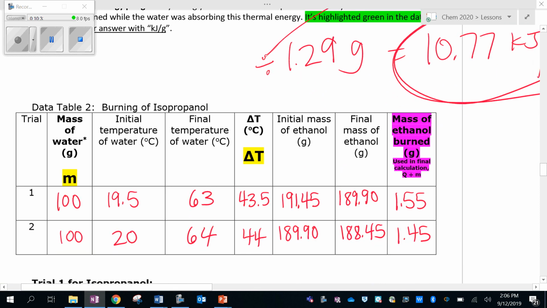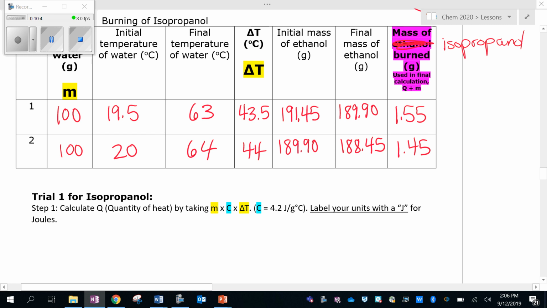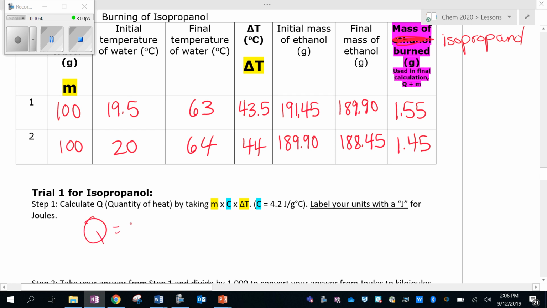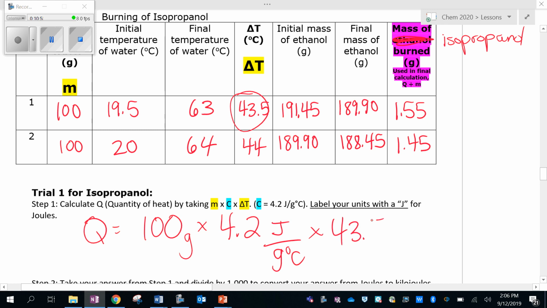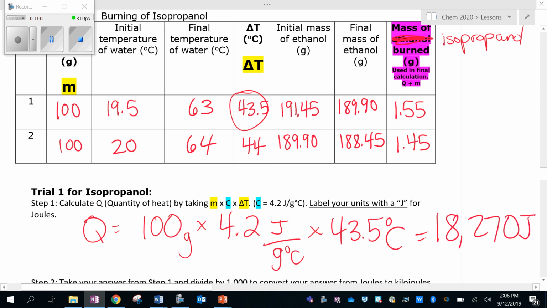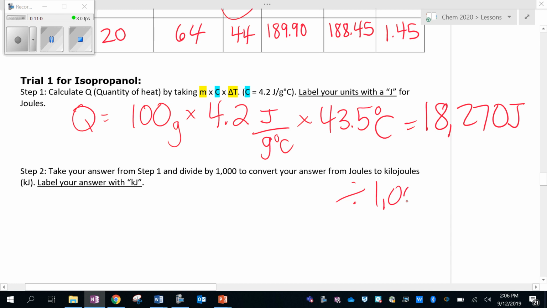Now let's do the same only for isopropanol. This should be isopropanol. Okay, so first thing we're going to do is write out the mass of the water, which is 100 again, times the specific heat, and times the change in temperature, 43.5. And that comes out to be 18,270 joules. Same steps, divide by 1,000. That comes out to be 18.27 kilojoules.